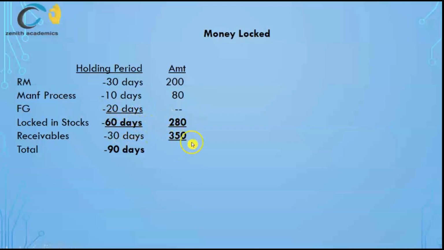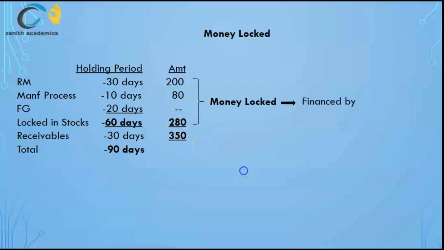The finished goods are actually sold for 350 with a profit of 70. Can we say that the receivables of 350 are actually locked up? The answer is no, because the firm would be able to realize the entire locked up money along with the profit in 90 days, right? Therefore, the actual money locked up is 280 and not 350, right?